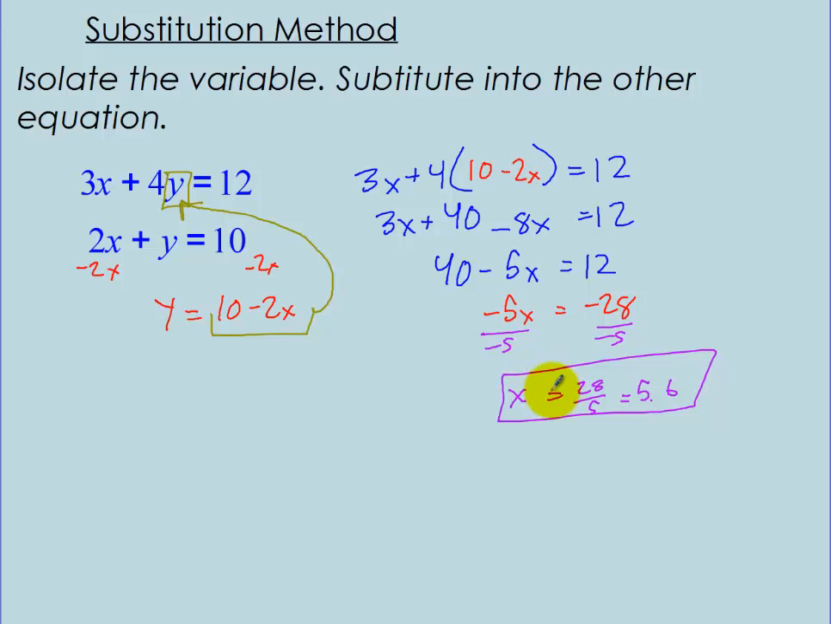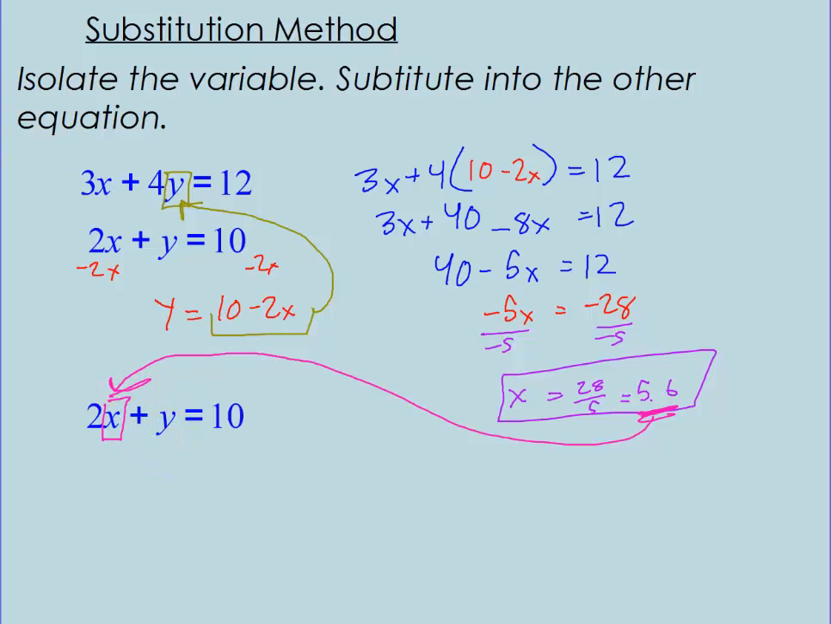However, I need to find the solution for both variables. So I take that 5.6 and plug it in to figure out y. I can use either equation. I'm going to use this equation because I like this one. See this 2x plus y equals 10? I'm going to substitute this 5.6 in for x right over here.